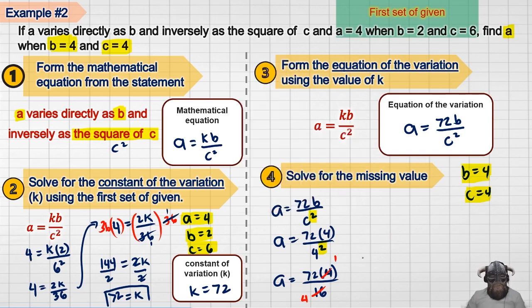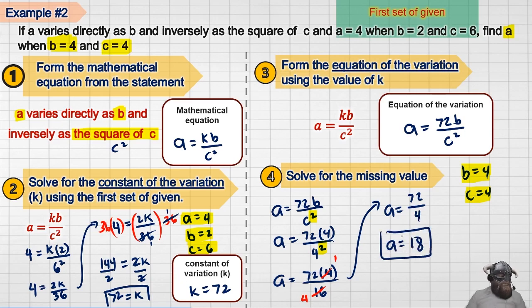So as we continue, lagay natin siya dito. A will be equal to 72. Diba? 72 times 1 na lang kasi yan. 72 times 1, which is 72, all over 4. Now, 72 divided by 4 will be equal to 18. So, the value of A will be equal to 18. Yan. So, A is equal to 18.